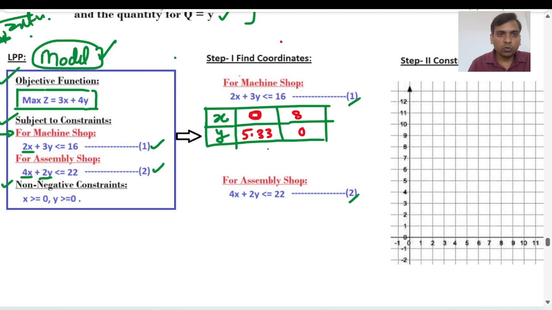So now we have two pairs. The first pair is 0, 5.33 and the second pair is 8, 0. The first quantity is x and the second quantity is y. Now we will do the same task for the second equation.